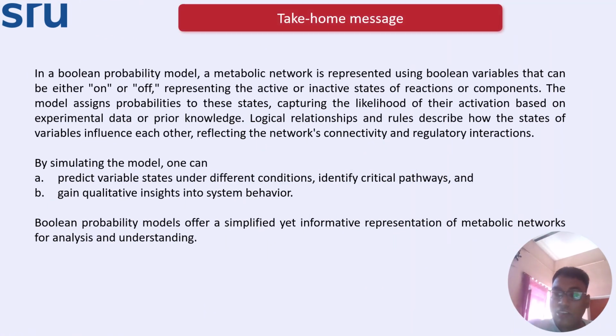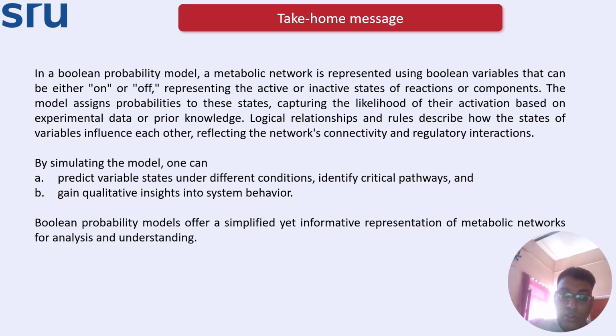So what is the take-home message from the entire session? Read it carefully here. In a Boolean probability model, the metabolic network is represented using Boolean variables that can be either on or off, representing the active or inactive state of reactions or components. This is an important part: on or off. The model assigns probability to these states, capturing the likelihood of their activation, based on experimental data or prior knowledge.